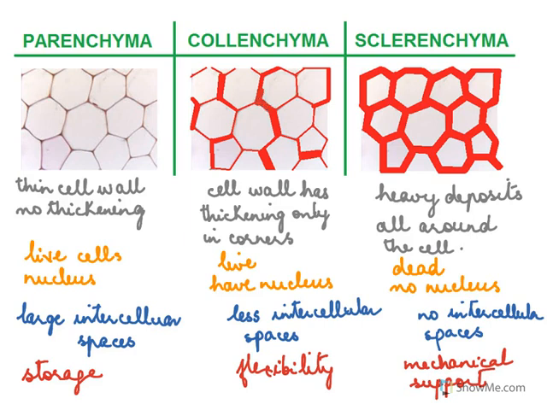Just to go over this again, have you seen the corners here in the collenchyma are thickened? But when it comes to sclerenchyma, the thickening is just all over. Here it is only in the corners. And the parenchyma have no thickenings at all.